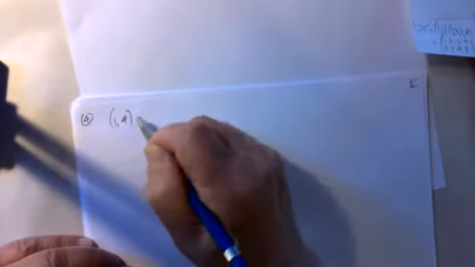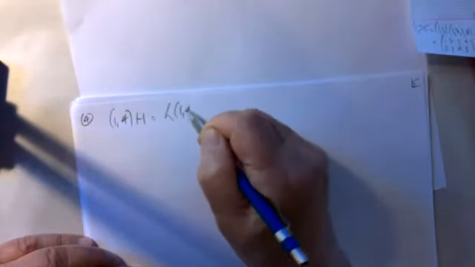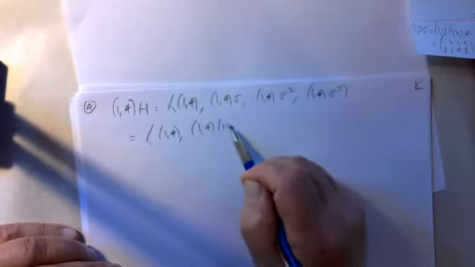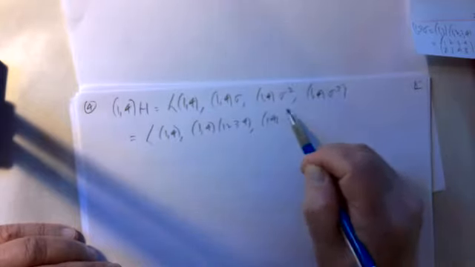So suppose I take the transposition 1, 4 times h. That's 1, 4 times the identity, 1, 4 times sigma, 1, 4 times sigma squared, and 1, 4 times sigma cubed. So this is equal to 1, 4 times the identity, 1, 4 times 1, 2, 3, 4, 1, 4 times 1, 3, 2, 4, and 1, 4 times, I think it was 1, 4, 3, 2. So I just have to calculate each of these. Of course, this is just 1, 4.